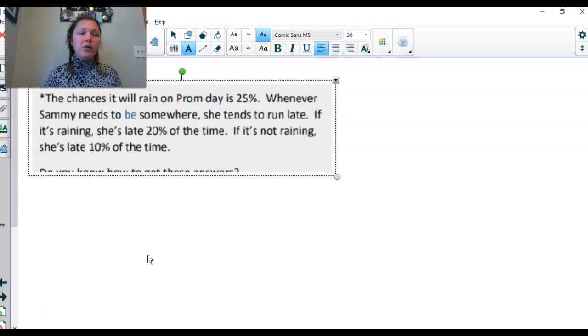Now, when are you going to use a Venn diagram? A Venn diagram is often used when there are several events going on here. So it's not just, what's the probability we'll win the first baseball game and then the second baseball game, or the probability of flipping a head and then flipping a tail. It's not that simple. There's a lot going on here. Prom day is happening, okay? Sammy needs to be there. She either runs late or she doesn't, and it either is raining or it doesn't. So there's a couple things going on. Hopefully that can help you.